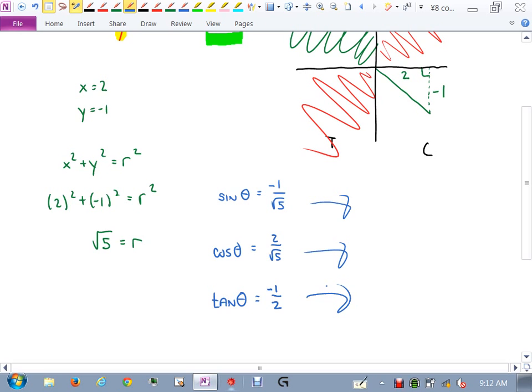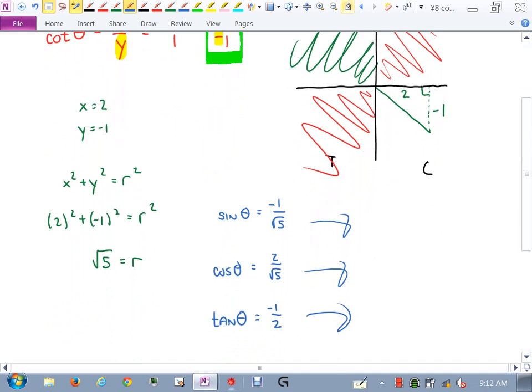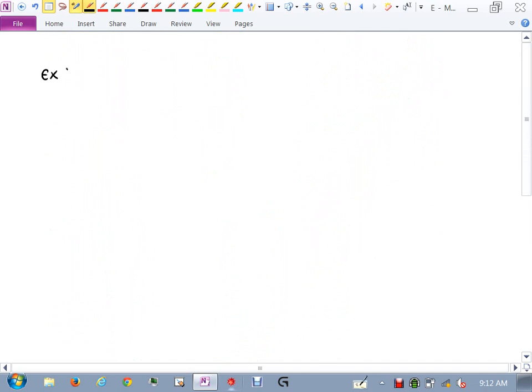Okay, how about this one? Something a little bit different. What if I tell you sine of an angle is 0, and I tell you that the angle is obtuse? So let's start by trying to draw out where we might be.